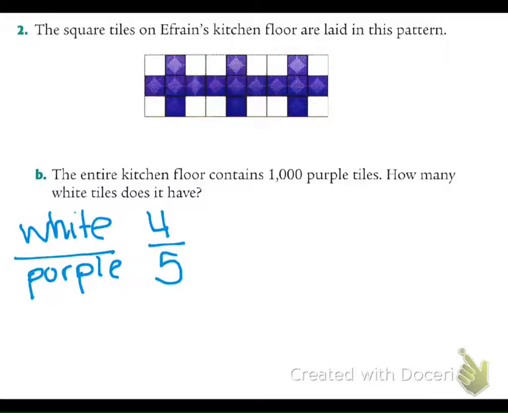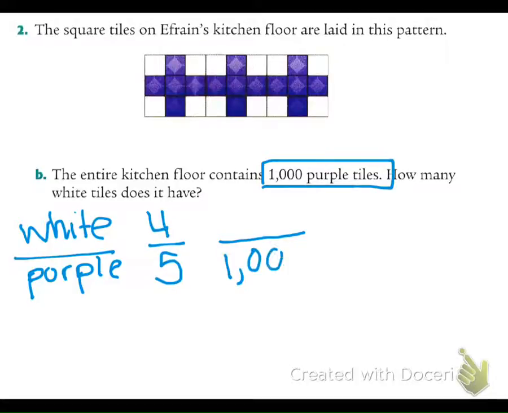Now, we're thinking about a kitchen floor that has 1,000 purple tiles. Where would 1,000 go in this ratio? 1,000 will go on the bottom, because the bottom is purple tiles. Remember, I need to be consistent with the labels on my ratio to where I'm placing my numbers. I'm thinking if I want an equivalent ratio, meaning I want my tile pattern to still be consistent of 4 white tiles for every 5 purple tiles, how could I have gotten from 5 to 1,000? Because I'm going to do that same operation to 4 to find out how many white tiles there will be.